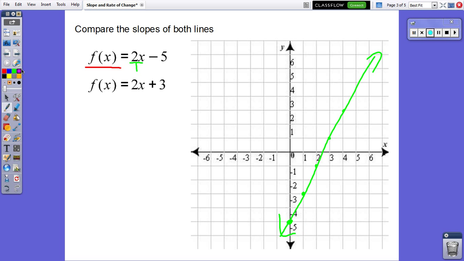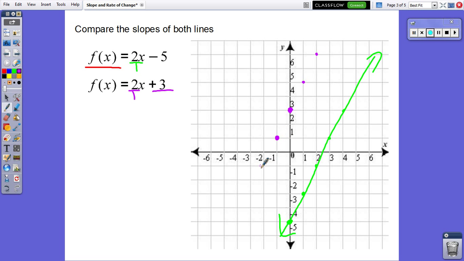Let's graph the second one. This one also has a slope of 2 over 1, but this one has a y-intercept of 3. So we'll plot the y-intercept first, then go up 2 to the right 1, up 2 to the right 1. Remember that if you're going up 2 and to the right 1, that's the exact same thing as going down 2 and to the left 1, so we can put a point right here.